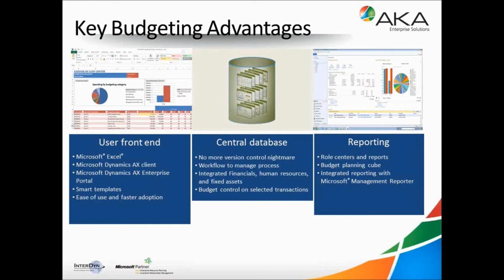The next thing sits in the middle, and that's the central database. So no more version control nightmares. Who's got the right Excel file? Where is it? What's it doing? We're holding that link to the database. So we've got the flexibility of Excel, but we've got the single version of the truth stored inside AX, and it's got the workflow, so we know who approved it, when they approved it, who touched it. So when someone says it's not the right version, we have a complete audit trail. And we're using the workflow to manage the process.